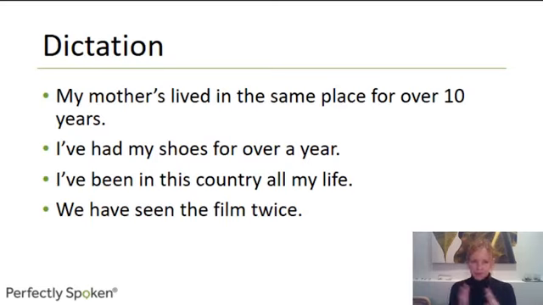Right, here we go. So my mother's lived in the same place for over 10 years. I've had my shoes for over a year. That means more than a year. I've been in this country all my life, my whole life. We have seen the film twice. Remember, twice means 2 times.